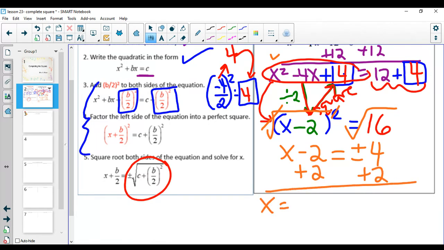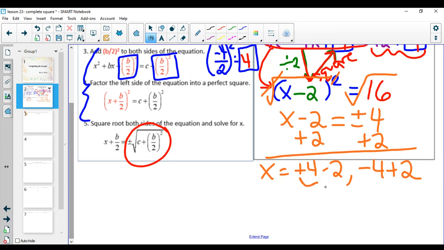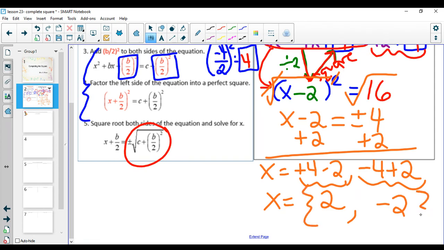And kind of like the quadratic formula, you're going to have plus 4 plus 2 as one answer, and minus 4 plus 2 as a second answer. You're going to have positive 6 and negative 2 as your answers. And you can always do a check.